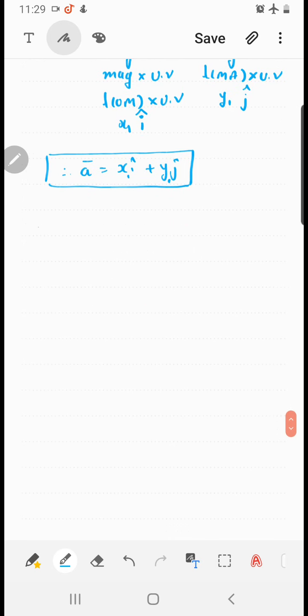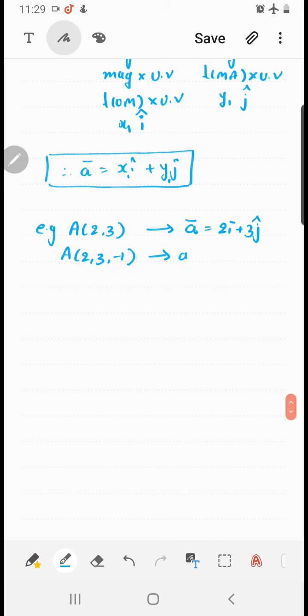So in short, if I give you a point A as 2 comma 3, can you convert this into its position vector as A bar as 2i cap plus 3j cap. Likewise, if I extend the same theory to 3-dimensional geometry, obviously I should add k cap. So it is 2i cap plus 3j cap minus k cap, and that is how we convert a point into its position vector. Okay. So here we have got a very basic idea about the calculation concept of a vector.